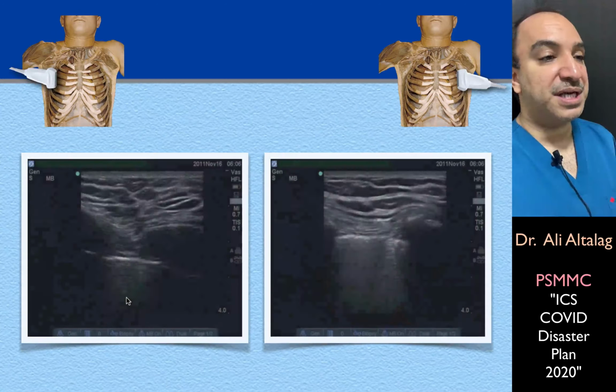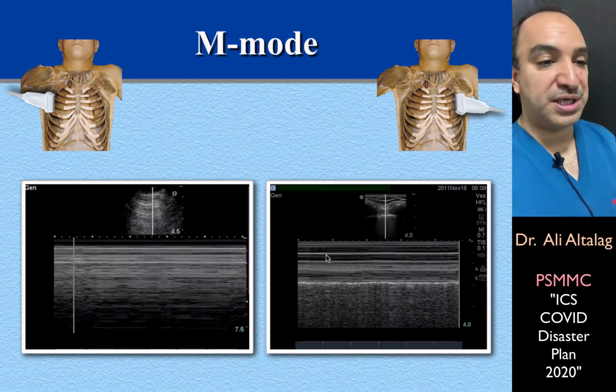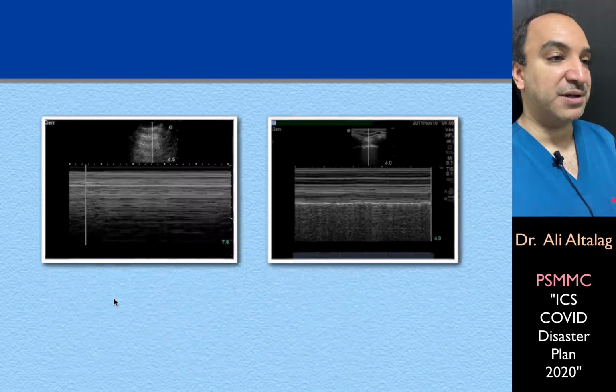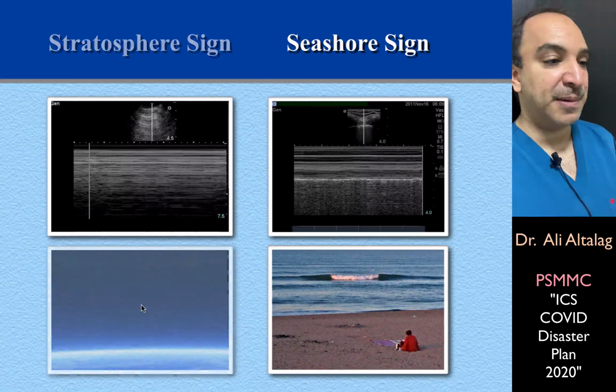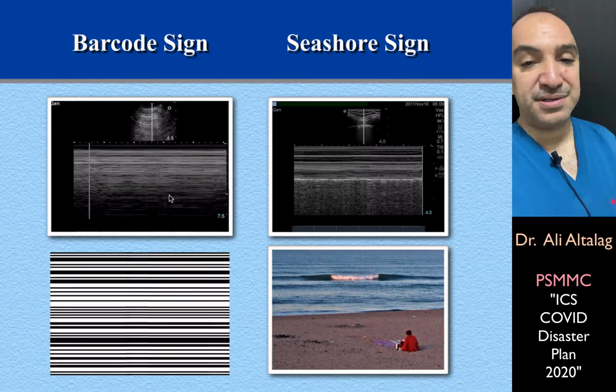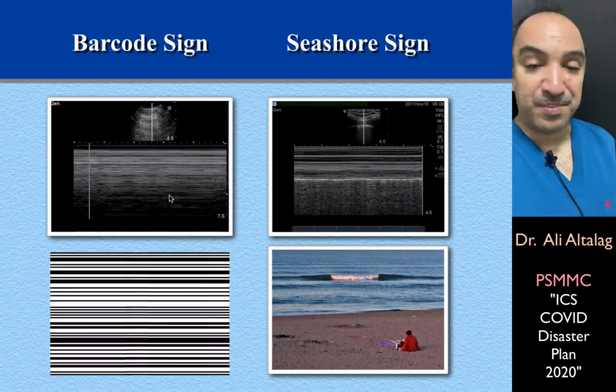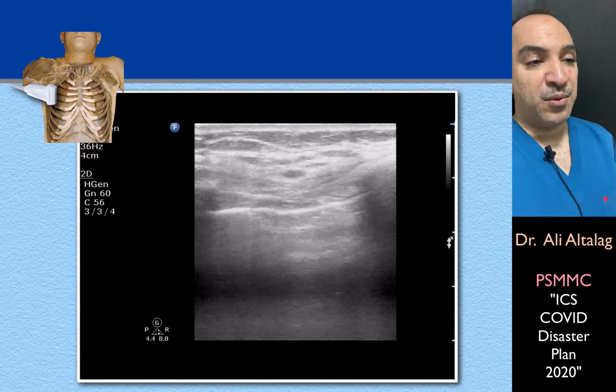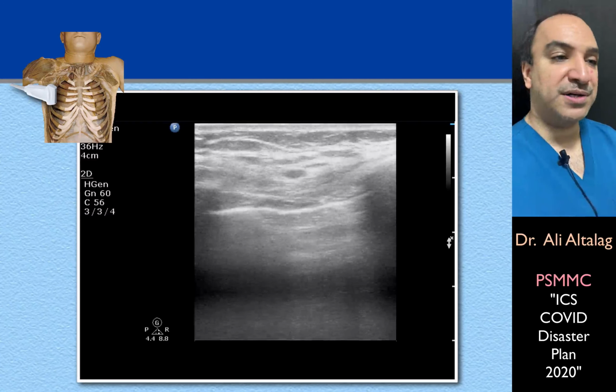And when we did the M mode, you could see that here you see clearly the Seashore Sign, while here you see something else. It's called the Stratosphere Sign or Barcode Sign. This is another definite or important sign of pneumothorax. The most reliable sign for pneumothorax is this sign.